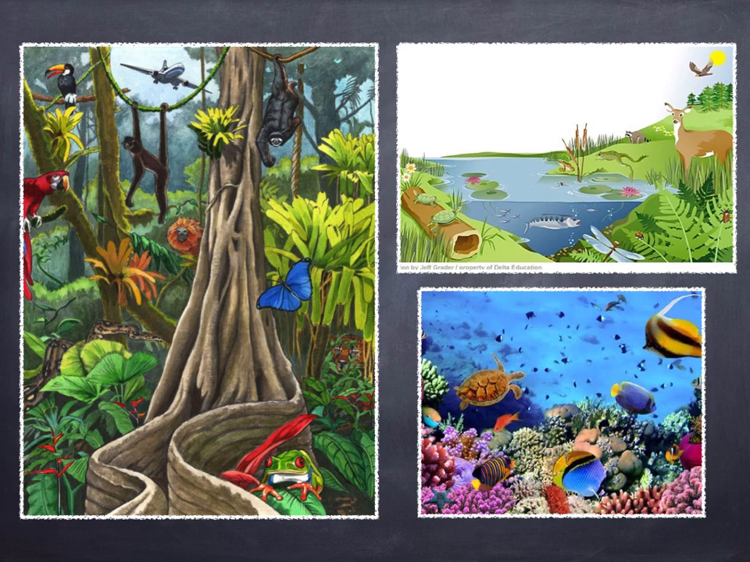In the bottom corner, there's a marine ecosystem or an ocean ecosystem. We see a coral reef with all the pretty colors and the fish. Maybe you can find Nemo.